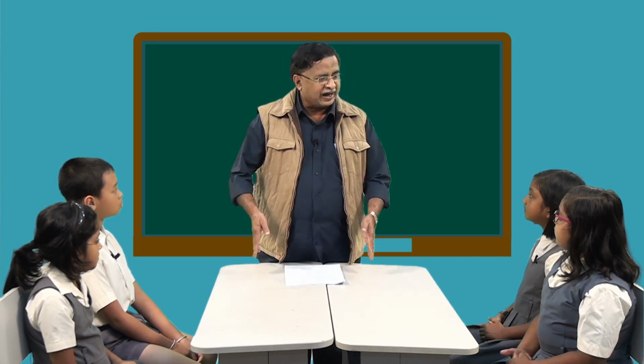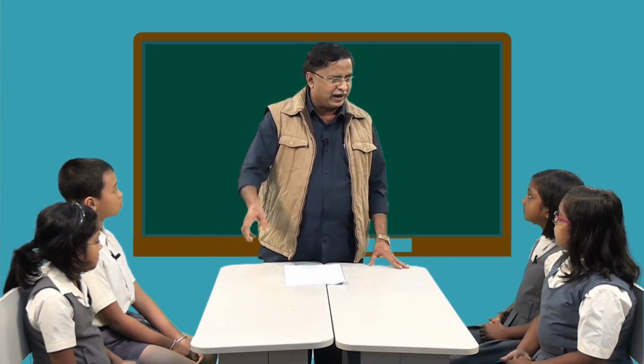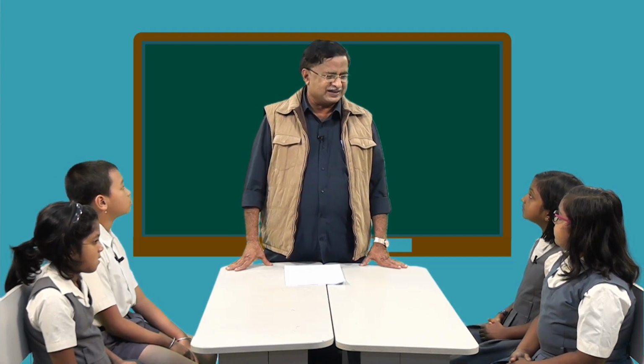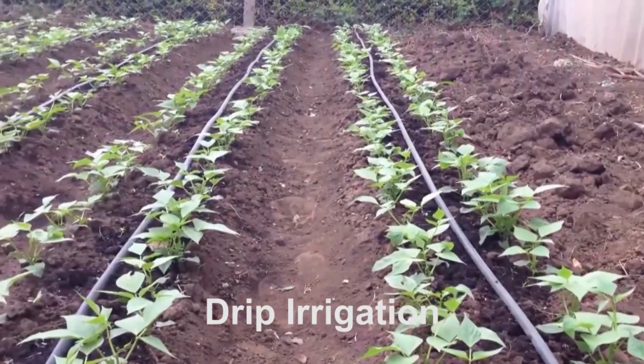We have to have canals, we should have pipes. Now, there are different types of irrigation mechanisms. One is called drip irrigation. I will show you a video where drip irrigation is taking place.